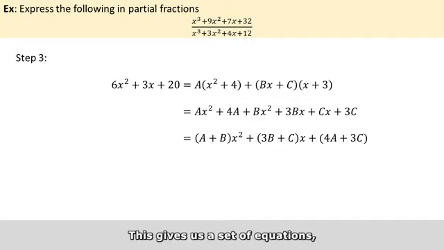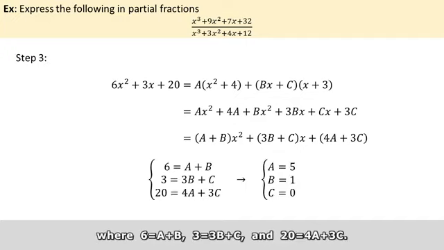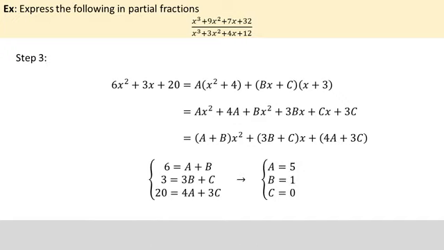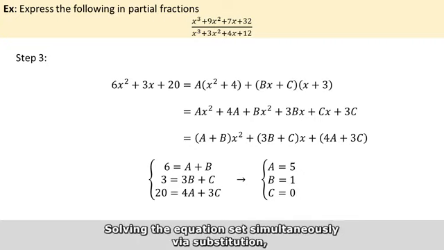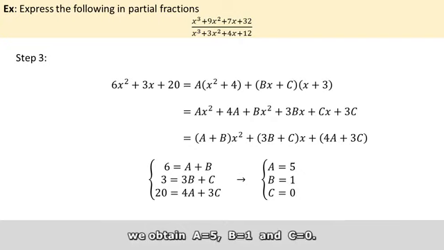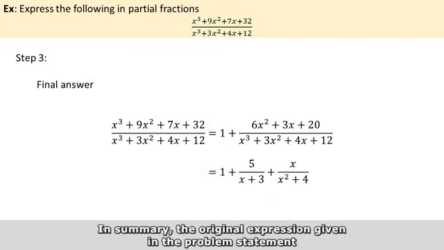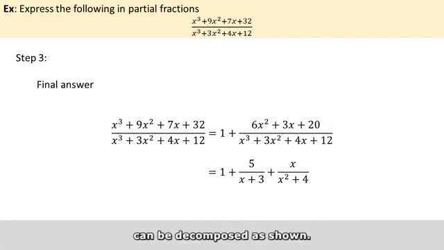So this gives us a set of equations where 6 equals A plus B, 3 equals 3B plus C, and 20 equals 4A plus 3C. And then solving the equation set simultaneously by substitution, we obtain A equals 5, B equals 1, and C equals 0. So in summary, the original expression given in the problem statement can be decomposed into 1 plus 5 over the sum of x plus 3 plus x over the sum of x squared plus 4.